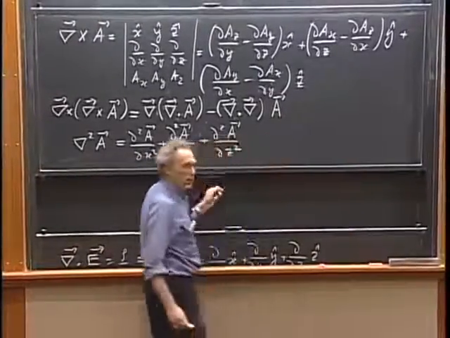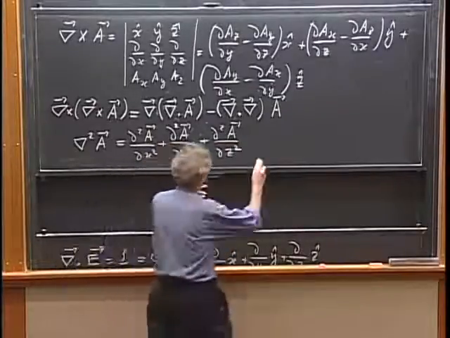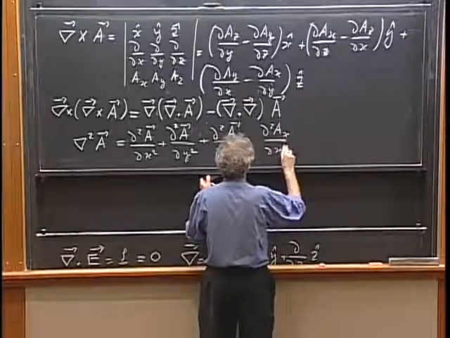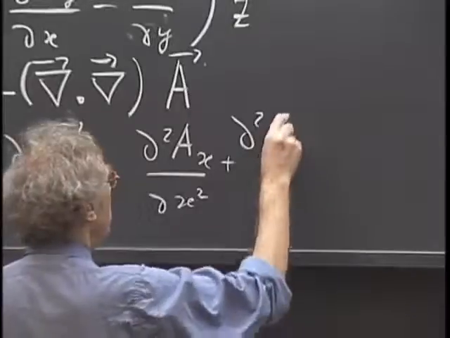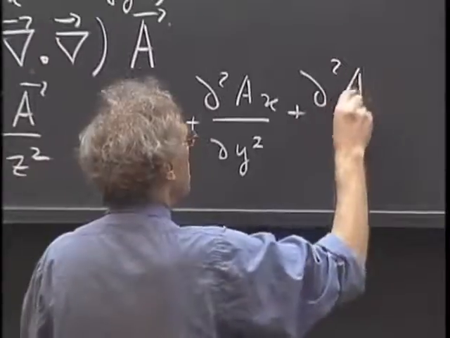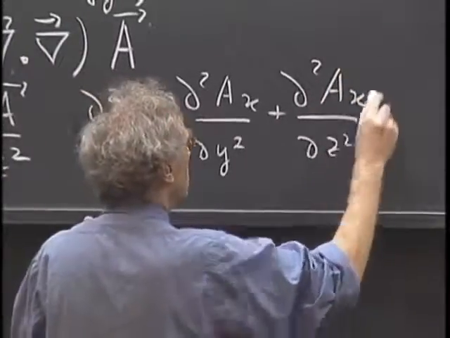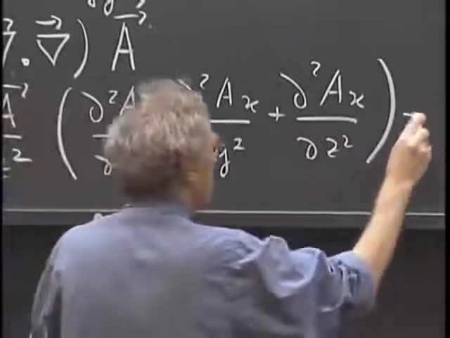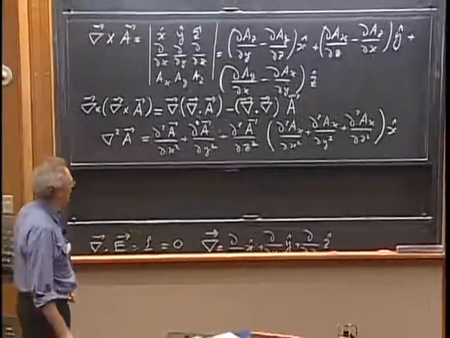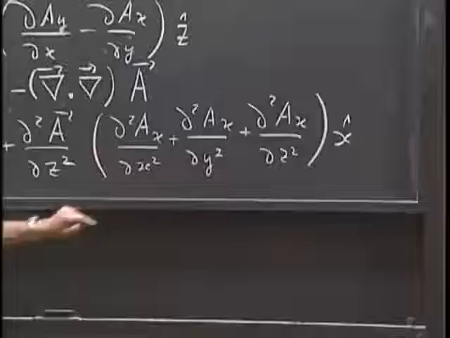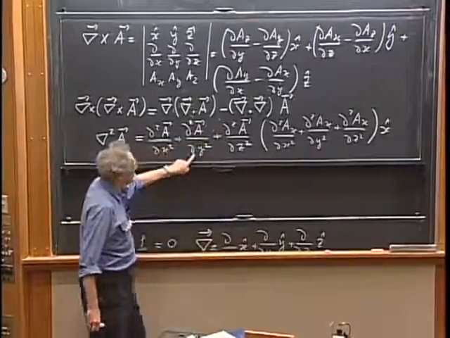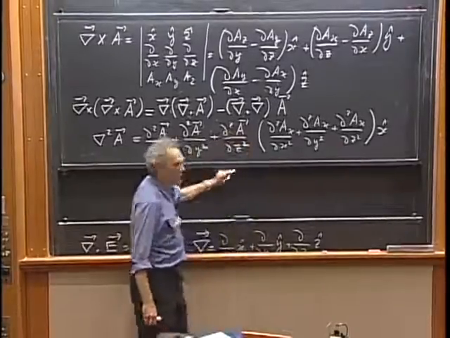So I will only do the component in the x direction, which then becomes d2Ax dx squared, d2Ax dy squared, plus d2Ax dz squared, and that is then the component in the x direction. And there's also one in the y direction, and there's one in the z direction. This first term comes from this one. The second term comes from this one, and the third term comes from this one.